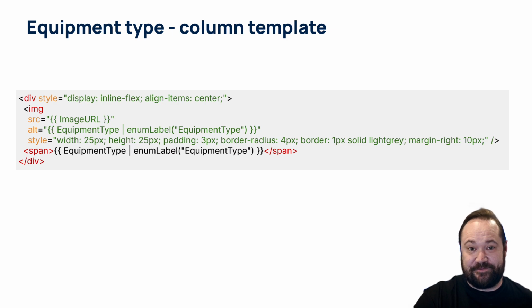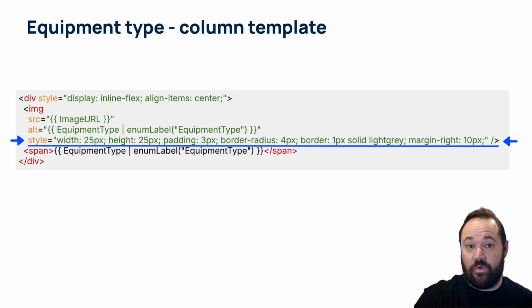Let's break this down. We wrap the content in a div tag and use inline flex styling so the image and text align properly. We can then add an image tag using the image URL field to dynamically load the correct image. The alt text ensures accessibility by using the correct equipment type label. And we apply CSS styles to make the image small, rounded, and neatly aligned with the text.